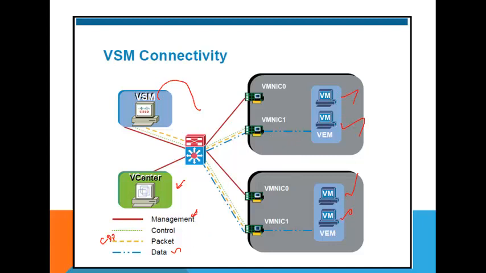This is a very important part. That's why we will create these three port profiles, port groups: management, control, and packet, or at least these three: control separate, packet separate, and data separate. Control is for the VSM to control VMs. Packet is for CDP and so on, and data is for the traffic between VMs.